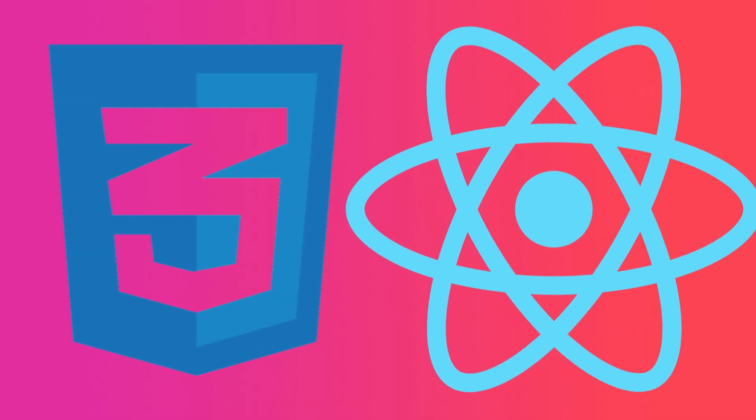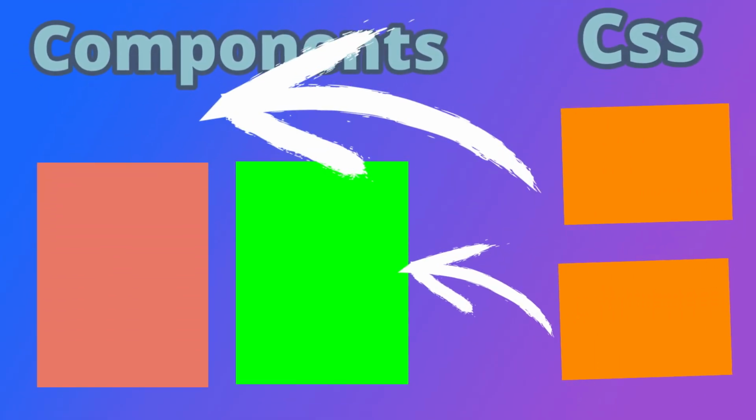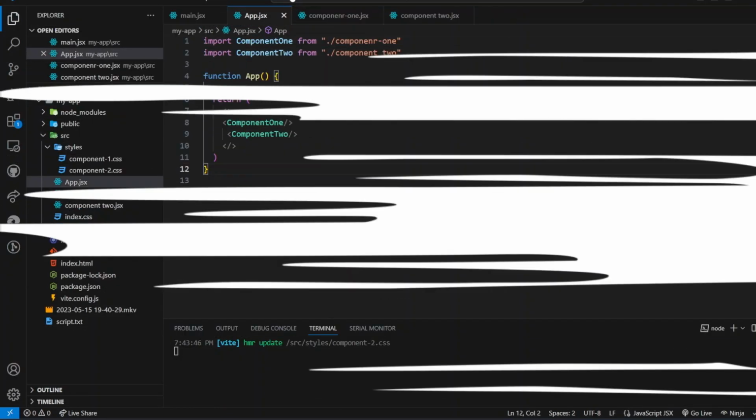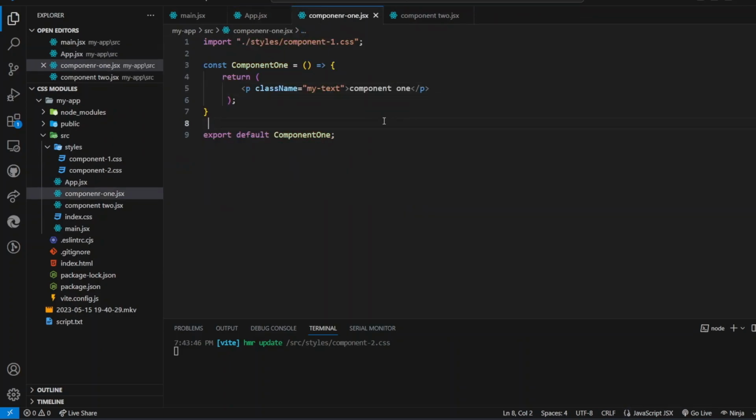Hey everyone, in this video we'll use CSS modules in React. CSS modules are a way to write CSS that is scoped to a single component. This means that you can write CSS that only applies to a specific component without worrying about it affecting other components on the page.